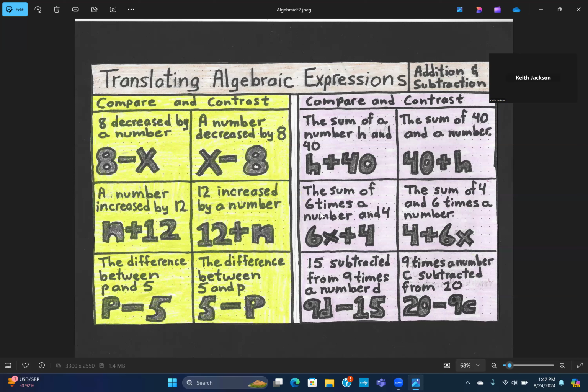All right, you have been given a lot of information, quite a few examples to look at, and I wouldn't blame you if you need to pause the video and give everything a once-over so you can process it, or replay this video as many times as you need to gain a deeper understanding of how to translate algebraic expressions as it relates to addition and subtraction.